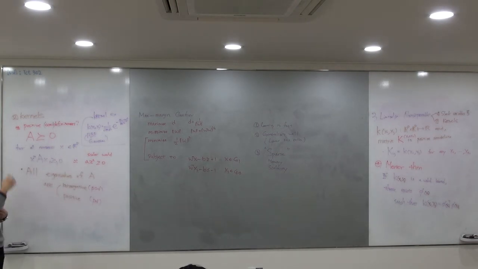Well, there are many kinds of kernels. For example, Laplacian kernel, exponential kernel, polynomial kernel, rational quadratic kernel, and things like that. And you can even make your own kernel by checking the positive semi-definiteness of the kernel matrix.